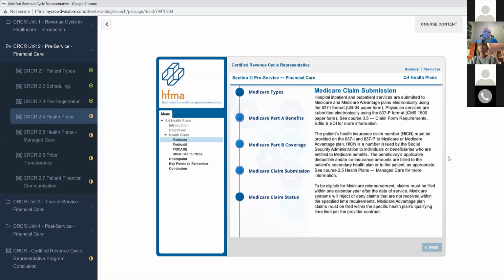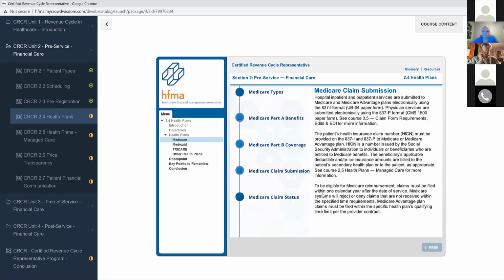A good way to remember it, I always looked at it as 837I. I is institutional. That tends to be your UB claim form. 837P, professional. That tends to be your physician services, doctor's visits. It could even be drugs and devices, although they could also appear on the institutional bill. And then the patient's insurance claim number must be provided. So everything we would need to submit a claim needs to be on the claim form.